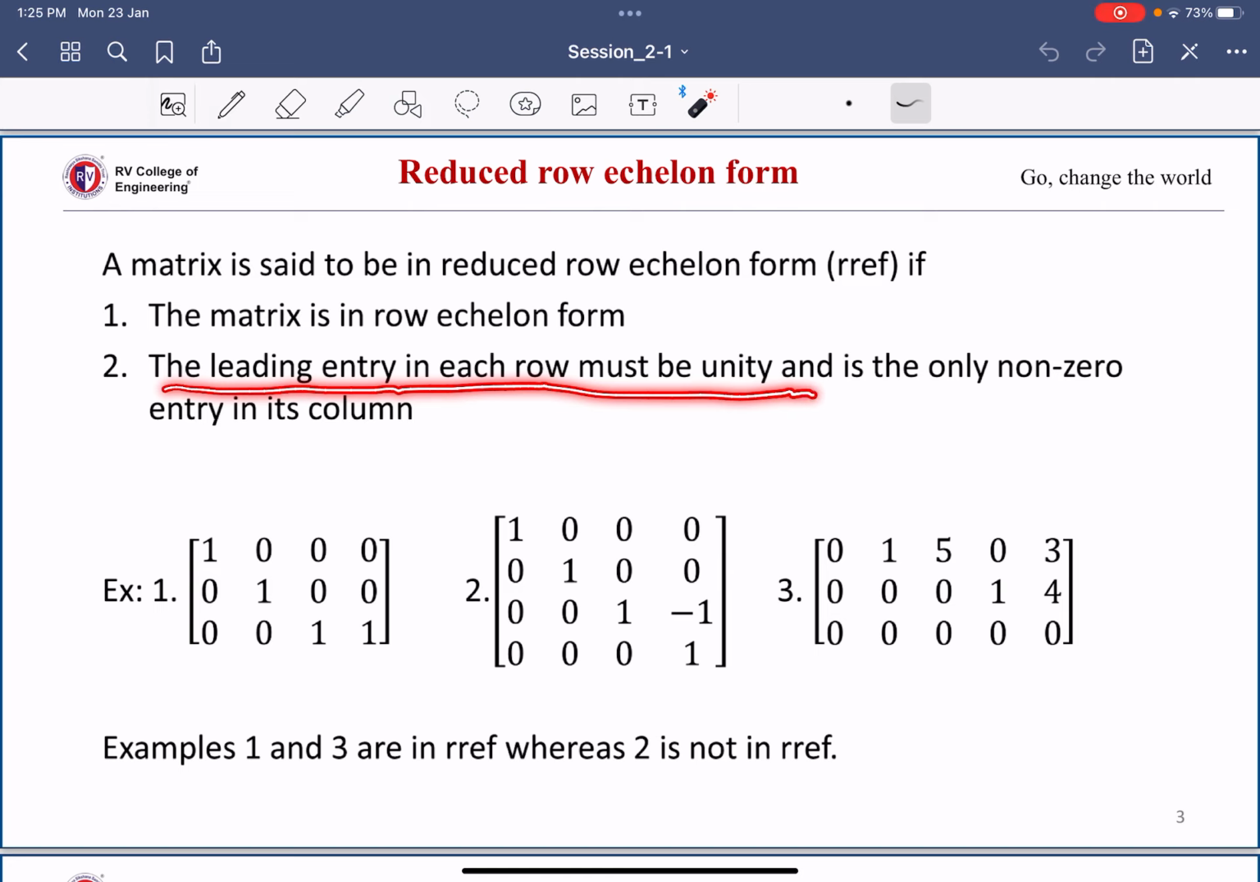The leading entry in each row must be 1 and it should be the only non-zero entry in its column. In other words, all the elements above as well as below the leading entry must be zeros. In echelon form of the matrix, all the entries only below the leading entry were zeros. But here in reduced row echelon form, all the entries above as well as below the leading entry are zeros. And the leading entry must always be 1 in reduced row echelon form.